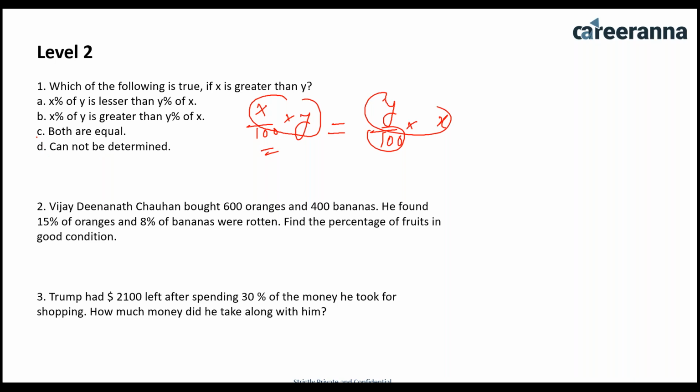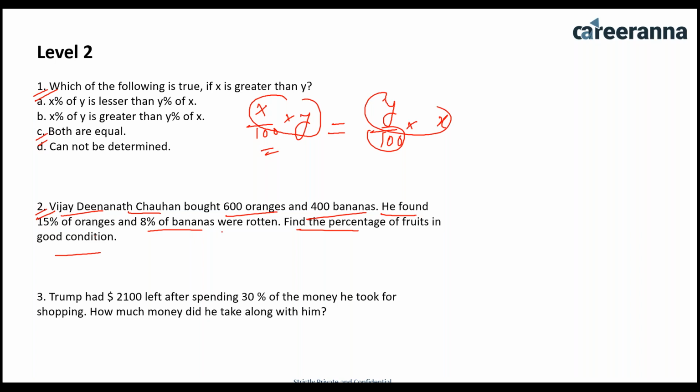Guys, if you want to practice, you can take a lot of numbers of your choice, 50, 30, 20, whatever number you like. Okay, now coming to the second question. Second question is, Vijay Dinanath Chauhan bought 600 mangoes, 400 bananas. He found 15% of oranges and 8% of bananas were rotten. Find the percentage of fruits in good condition.